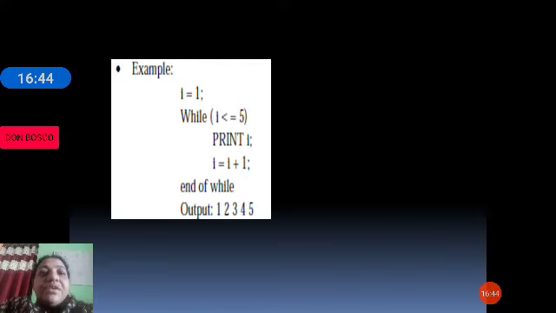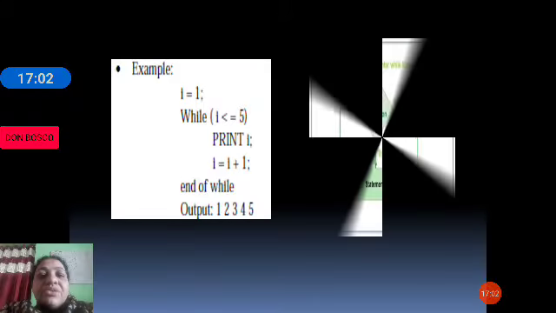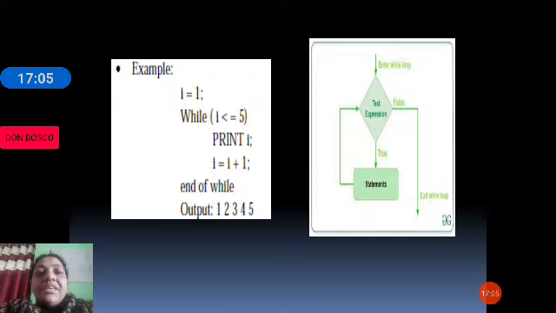You can see here, for example, I is equal to 1, while I is less than or equal to 5. What is the value of I now? It is 1. Is I less than or equal to 5? If true, print I. The value of I is 1, so 1 is printed. I is equal to I plus 1, so 1 plus 1 is 2. So this repeats. 2 less than 5, true.